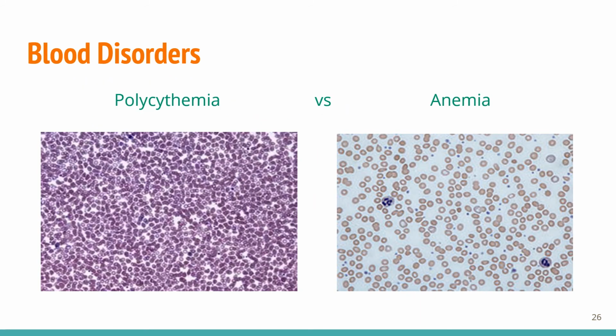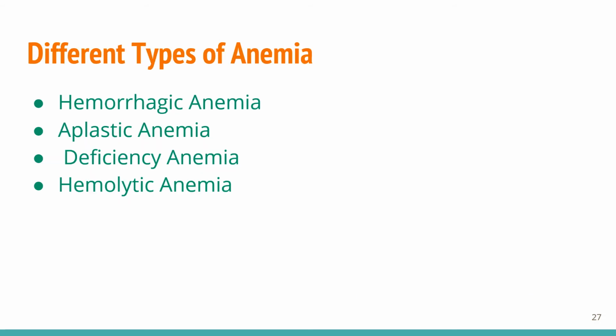So what it looks like under a slide as far as polycythemia and anemia, there's a pretty clear difference here. Polycythemia is on the left, where there are too many red blood cells, and anemia is on the other side, where there's not enough. Anemia itself has different types: hemorrhagic, aplastic anemia, deficiency anemia, and hemolytic anemia. We'll talk about each one on the coming slides.